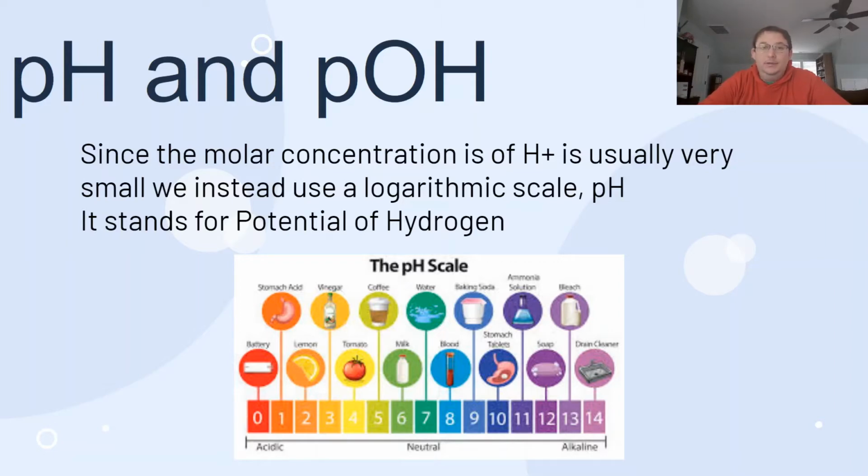Unless of course it's an extremely concentrated acid or base, but typically we don't work with those in the lab. That might be how we get the acid or base, but then we're going to usually dilute it down to something that we can use for most experiments that we do. So because it is such a small concentration of hydrogen ions or hydroxide ions, we've developed this pH or pOH scale.